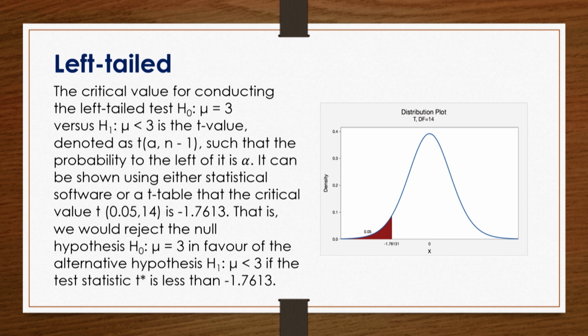It can be shown using either statistical software or we can compute through a t table that the critical value of t is given by alpha equal to 0.05 with n minus 1 equal to 14. So we get the value as 1.7613. That is, we would reject the null hypothesis H0: mu equal to 3 in favor of the alternative hypothesis, and we accept the alternative hypothesis H1: mu less than 3. The test statistic is less than the corresponding critical value.